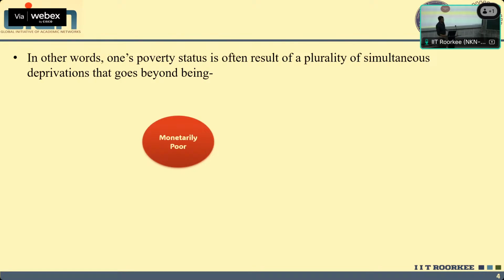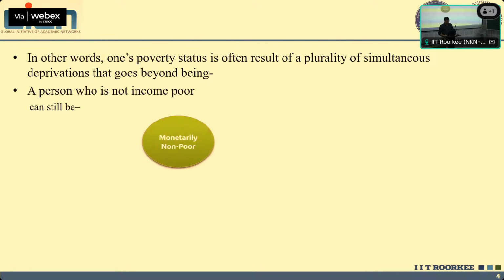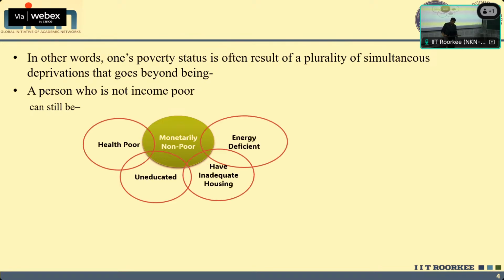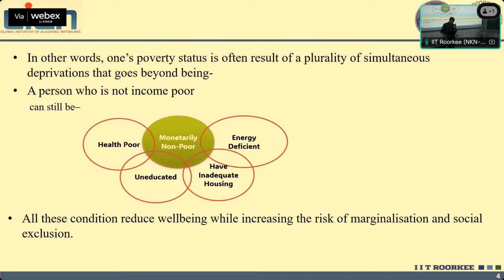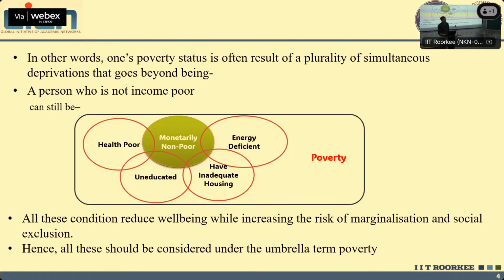So this is what I was saying. It's not just one dimension. Individually, we can target through the monetary approach or the non-monetary approach. And so far as the non-monetary is concerned, we check various indicators: health poor, uneducated, energy deficient, or having inadequate housing conditions, etc. And not necessarily is the family or household completely dragged down by shortage of income. Any of these conditions, any of these indicators and their deficiency might lead to an increasing risk of marginalization and social exclusion. Okay, so all these should be considered under the umbrella term called poverty.